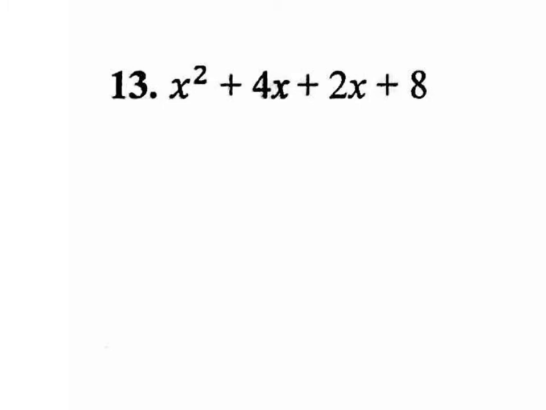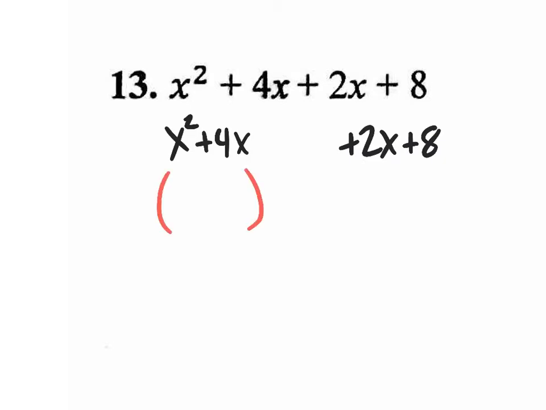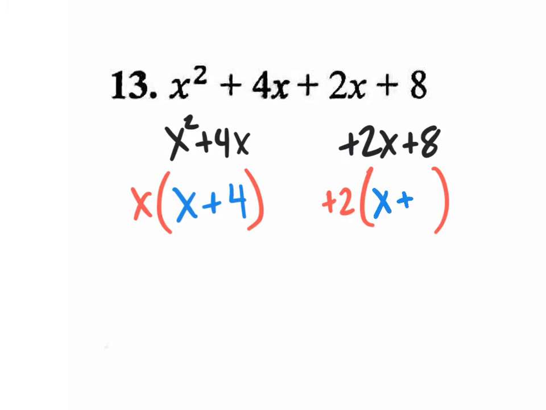So we're going to split it into two groups, x squared plus 4x, space, plus 2x plus 8. And in the first group, what could we pull out? X. In the second group, what could we pull out? 2. Positive 2, okay. And if I pull out an x from the first group, what's going to be left in here? X plus 4. And if I pull out a 2 from these guys, what's going to be left in there? X plus 4 also.